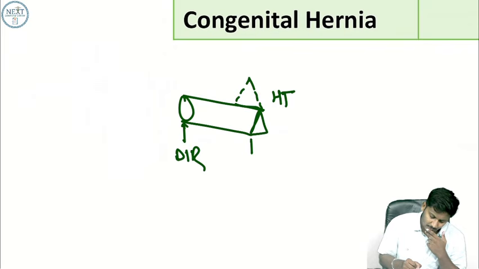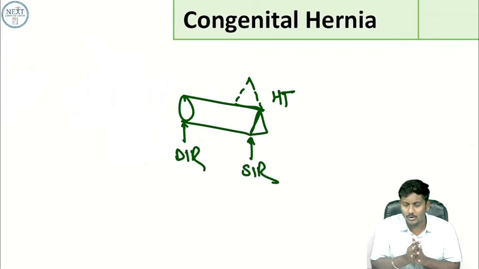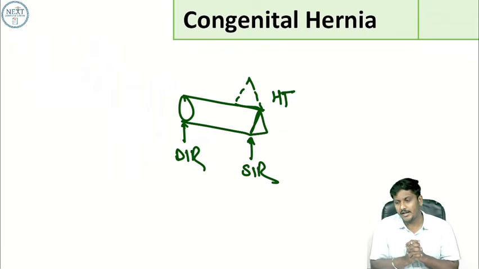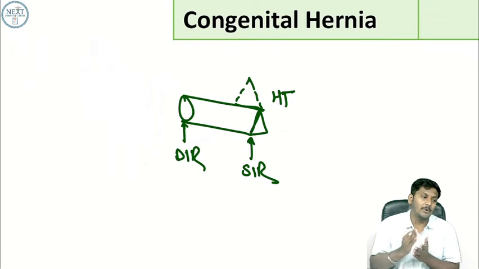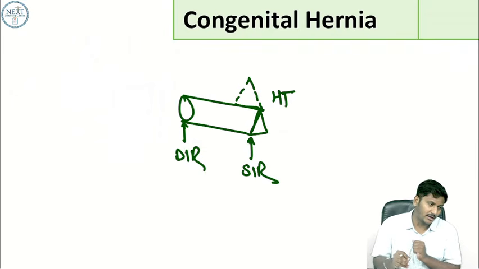Let me know in the chat box: the deep inguinal ring is opening in which layer of the abdominal wall, and the superficial inguinal ring is opening in which layer of the abdominal wall? Let me know these two things, which are commonly asked in anatomy and surgery.